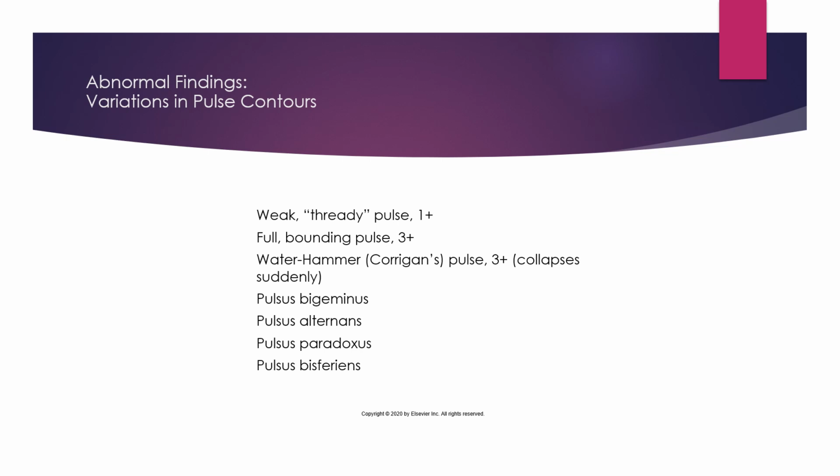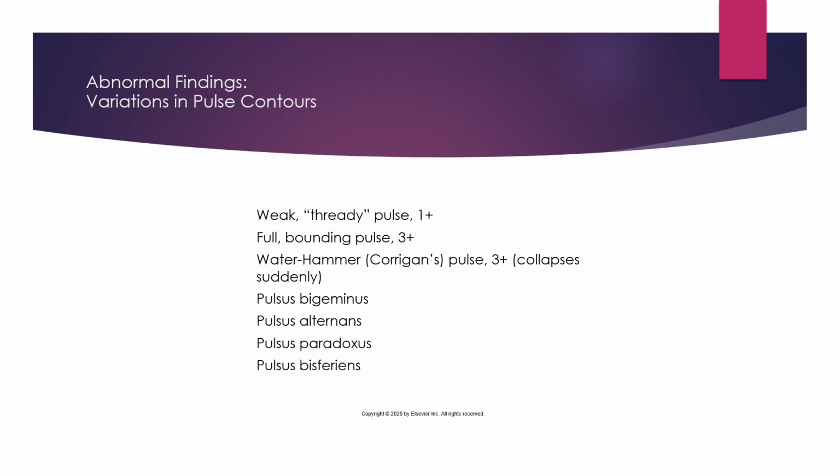The end of this chapter, the next few slides cover some abnormal findings. This slide talks about variation in what we call pulse contours. Ultimately, we're just talking about the differences in how we feel a pulse. When we say weak and thready, that might be something that's hard to palpate. We may need to search for it. It may fade in and out, and it might be easily obliterated with pressure. So if we press too hard, we may not be able to feel it at all.